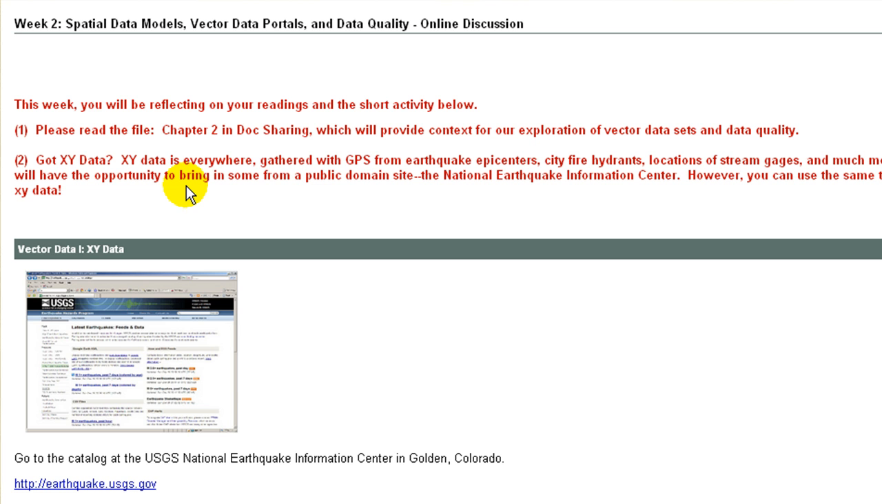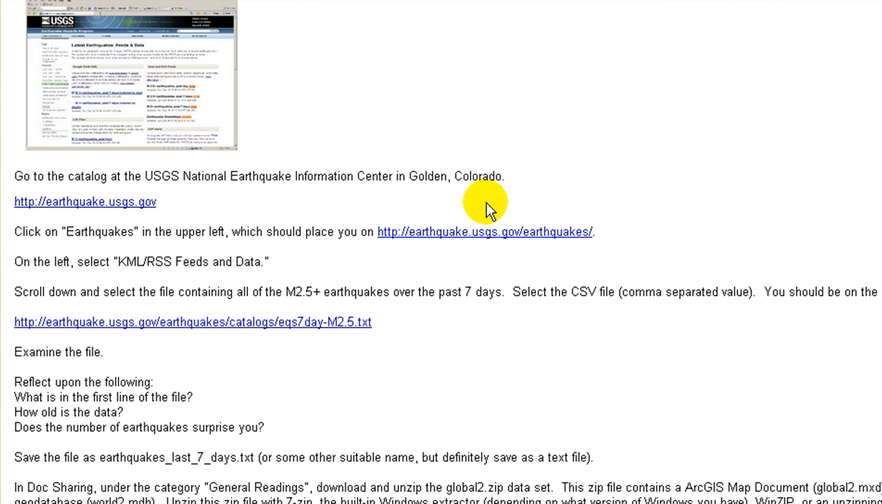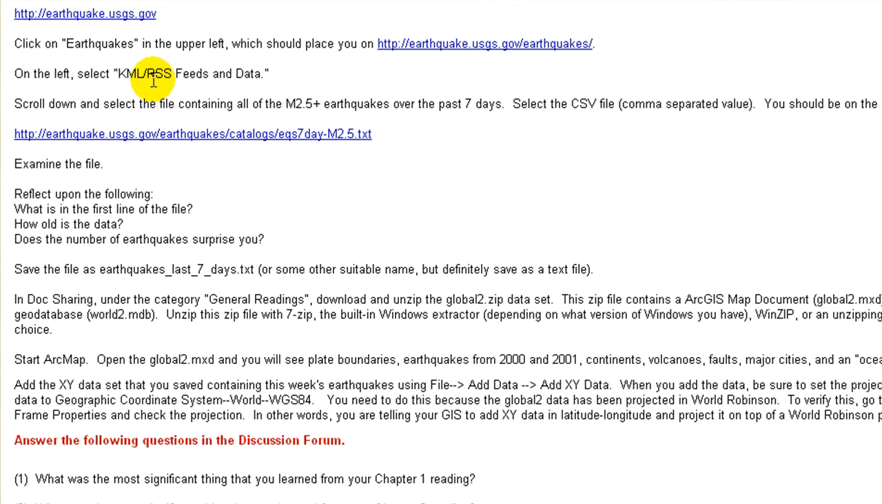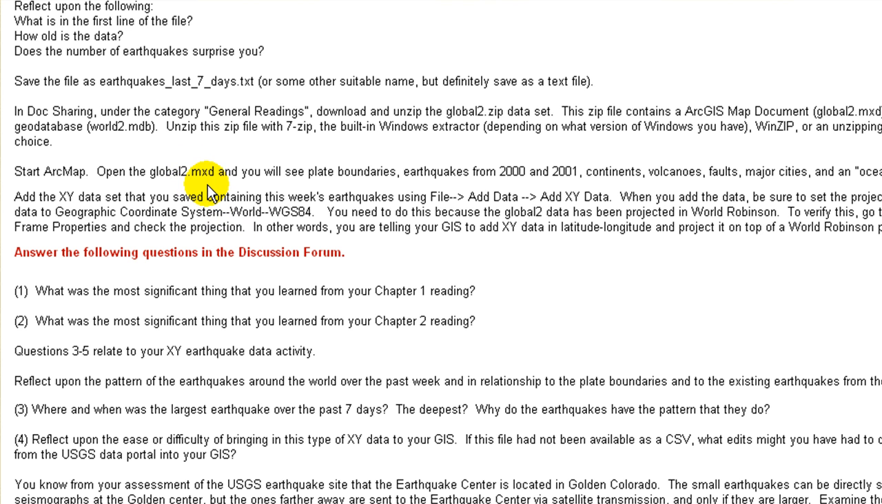XY data is everywhere, gathered with GPS from earthquake epicenters, city fire hydrants, locations of stream gauges, and much more. This week, you will have the opportunity to bring in some XY data from a public domain data site, the National Earthquake Information Center. However, you can use the same technique for any XY data. So then I provide some guidelines as far as how to go to the catalog at the USGS Earthquake Center and selecting the KML RSS feeds and data, formatting that file, and bringing it into ArcGIS Desktop. Add the XY dataset you have saved containing this week's earthquakes using File, Add Data, Add XY Data.